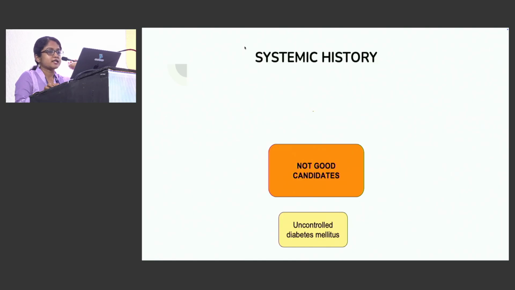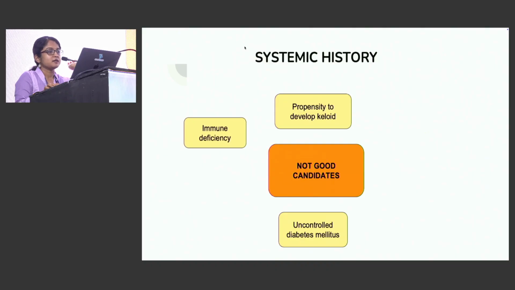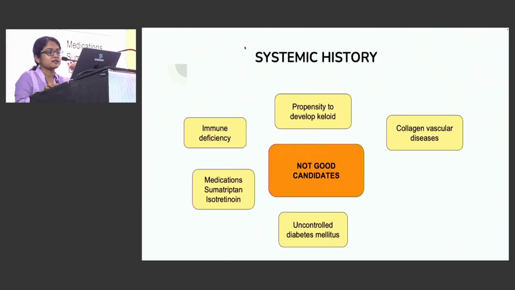People who have uncontrolled diabetes mellitus, people who have propensity to develop scars and keloids, immune deficiency, collagen vascular disorders, medications like sumatriptans, isotretinoin, because most of the patients who come for the procedure are younger patients and they are prone to acne, migraine, and they might be taking these medications also. So triptans can increase the risk of epithelial defects, and tretinoin can give rise to dry eye and affect wound healing. Pregnancy and breastfeeding are also contraindications for refractive surgery.